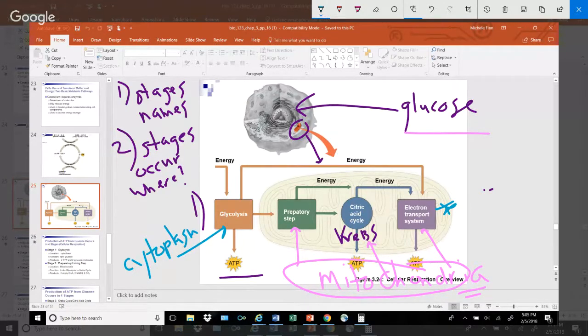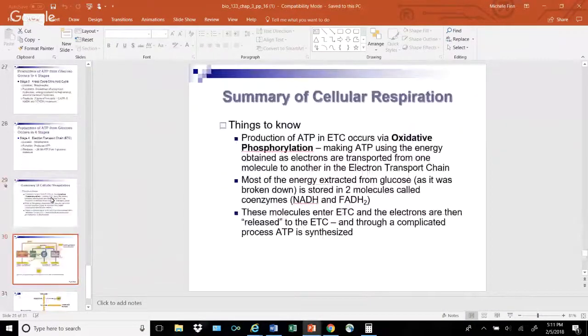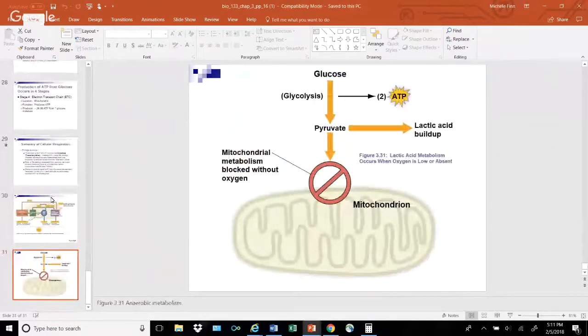Glycolysis occurs in the cytoplasm. The other 3 stages that you see here occur in the mitochondria, hence why the mitochondria is called the powerhouse of the cell. The rest of the stuff that I've indicated in my PowerPoint packet and that your book kind of goes through, you do not need to know.